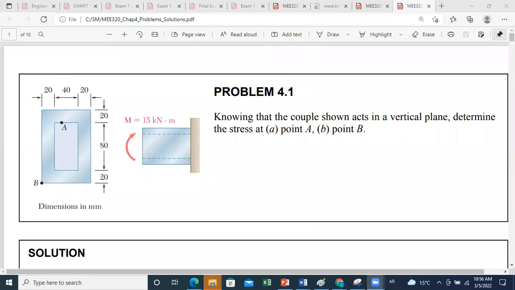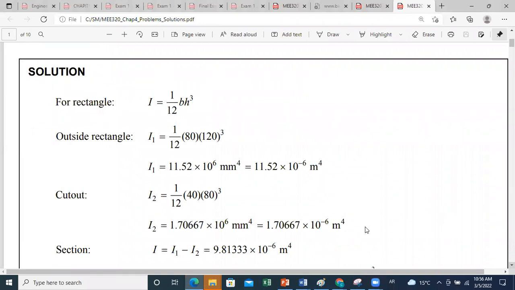We can see here the details of the solution. We started by getting the total inertia about the neutral axis. We divided the section into two parts, 1 and 2, and the inertia is I1 minus I2. As you can see here, they converted to meter 4.